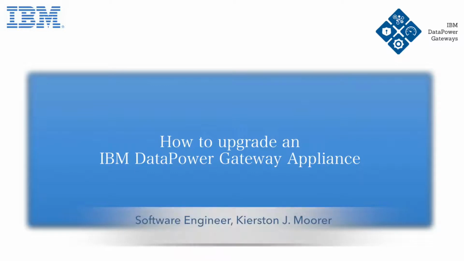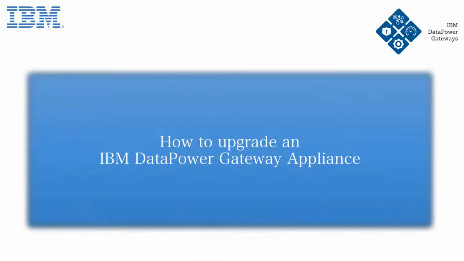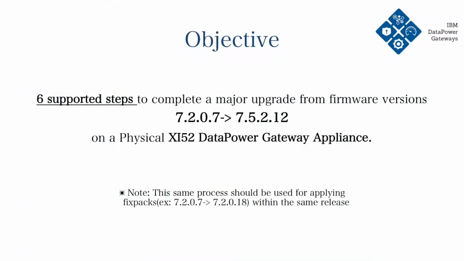Hello. Today I'll be showing you how to upgrade an IBM DataPower Gateway Appliance. In this video, we will demonstrate six supported steps to complete a major upgrade from firmware version 7.2.0.7 to 7.5.2.12 on a physical XI52 DataPower Gateway Appliance. Please note, the same process should be used for applying fix packs within the same release.